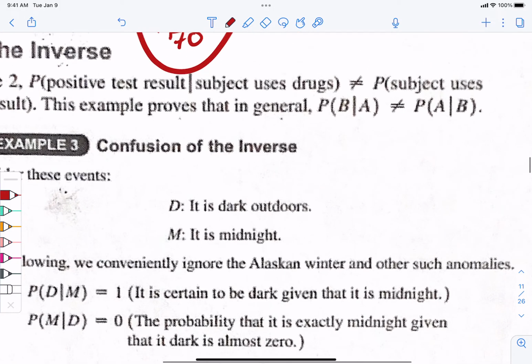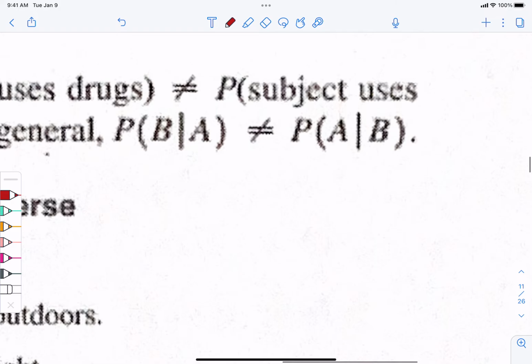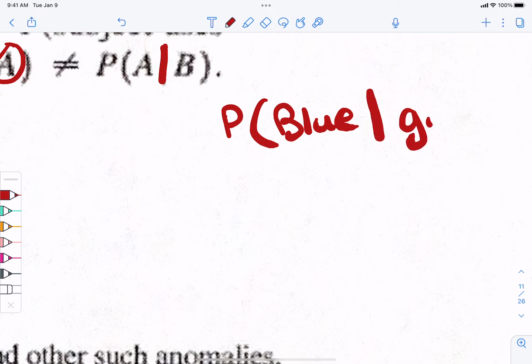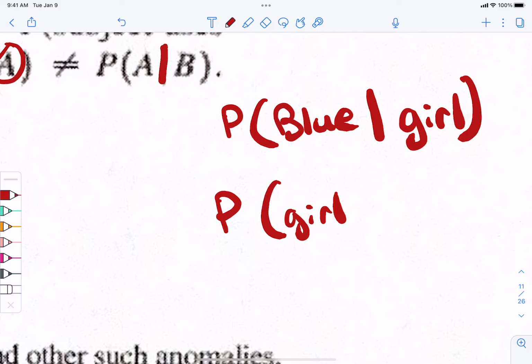All right, confusion of the inverse. They say right here, the probability of B given that A has happened is not the same thing as the probability of A given B has happened. Make sense? Okay, let's do an example. Let's do probability of blue eyes given girl, and then we'll do probability of girl given blue eyes.